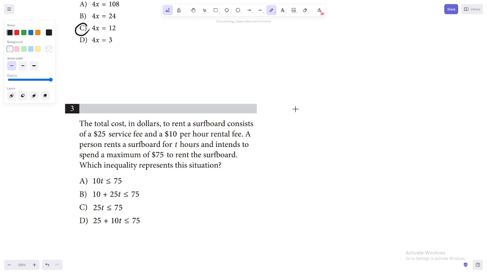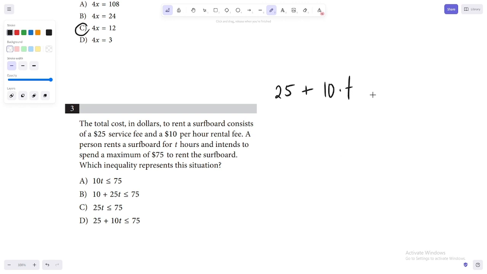Now, let's try to understand this question better. This person, he is going to spend $25 whether he uses the surfboard for 10 hours, whether he uses it for 20 hours, it doesn't matter. $25, it has to be paid. And in addition to that, he's going to pay $10 per every hour he is using it. So that is 10 multiplied by T, the amount of hours he's using it.